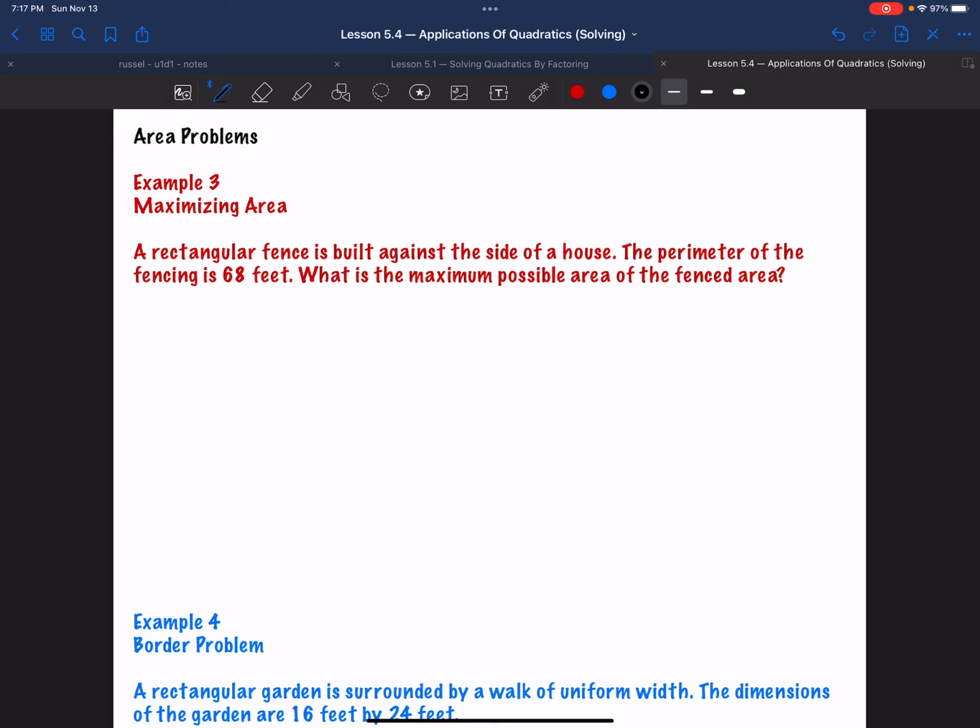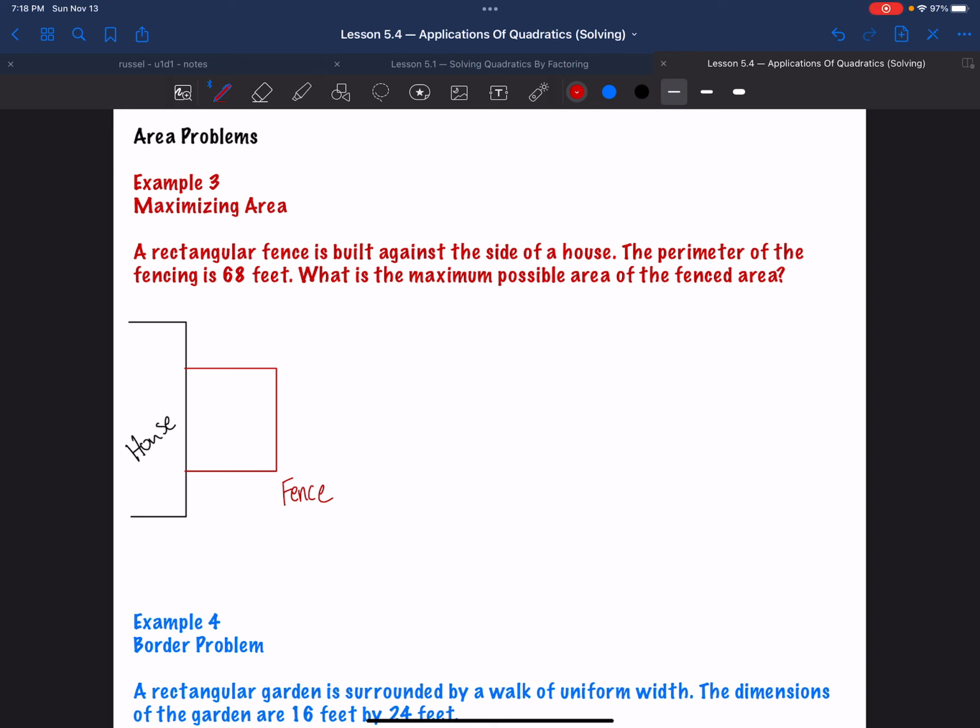Let's see if it'll make that. I would like that to be a nice house. Let us try that one last time. There we go. This is going to be my house, and I am building a fence against it. So let's switch to red here. This fence right here, that's my fence, built against the side of a house. Now it says the perimeter of this fence is 68 feet. And that's the only information I'm given. All I know is that the perimeter is 68 feet. It tells me nothing about the side lengths.